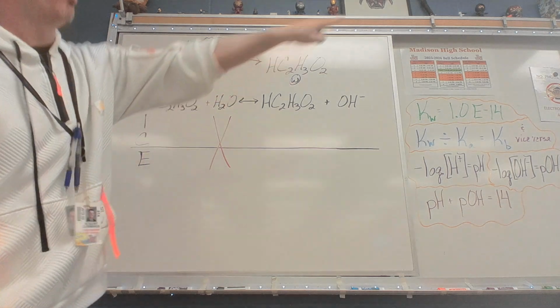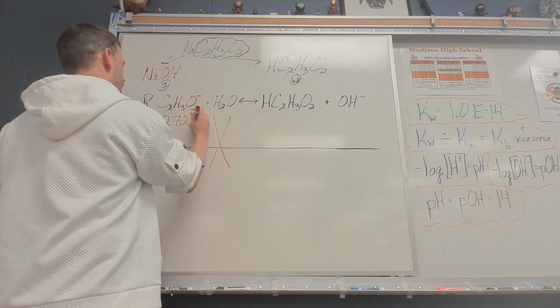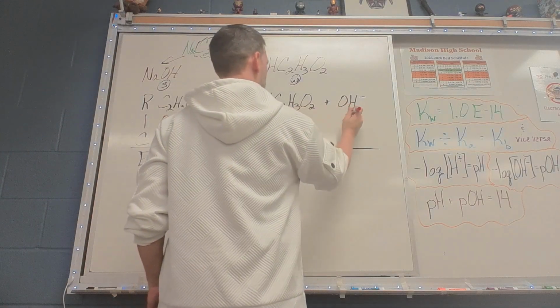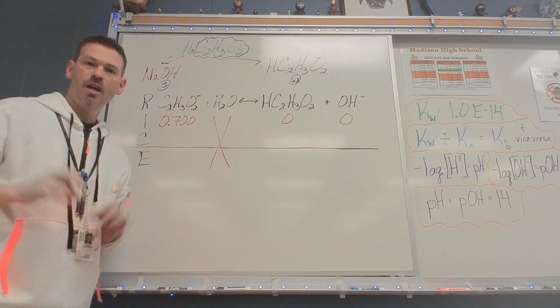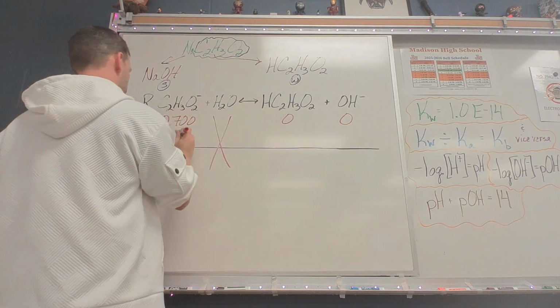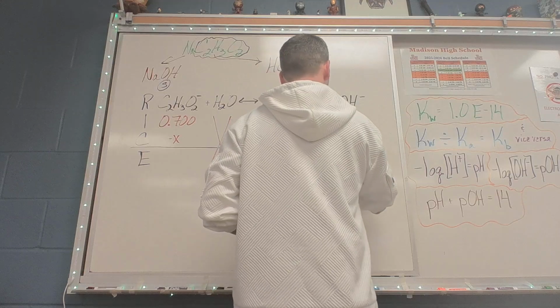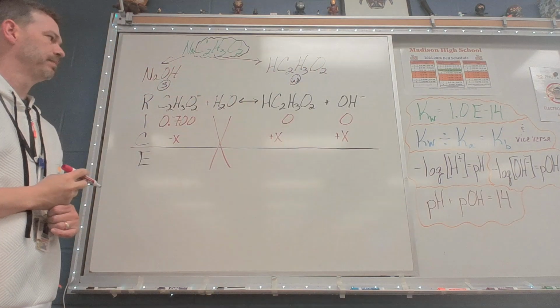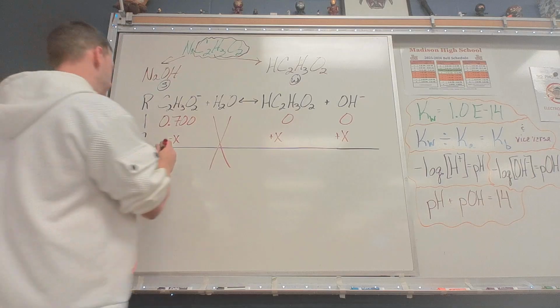Initial concentration, we have that. It's 0.7. All right, and none of these guys to start. Do our shift. Reactants down. Products up. I plus C equals E.